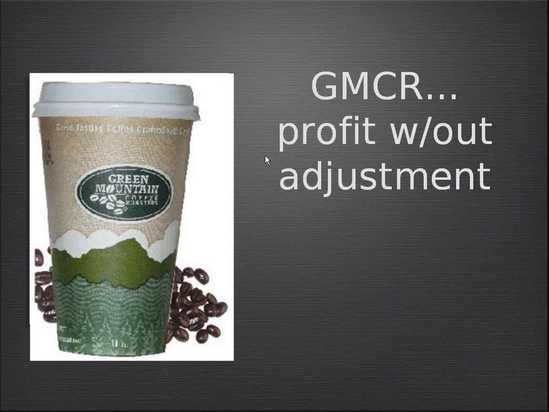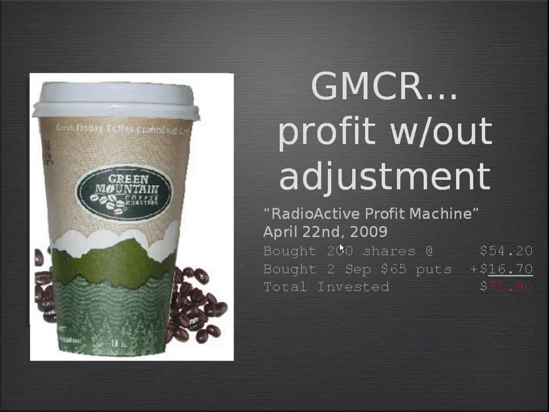All right, so that's the background. Those are the basics. Let's go ahead and talk about what this setup entails. We're going to review a position from about a year ago on Green Mountain Coffee Roasters. Now, Kurt made a profit on this position without an adjustment, without using the income methods. On April 22nd, 2009, Kurt bought 200 shares of GMCR at $54.20. At the same time, he bought 2 September 65 puts for $16.70.